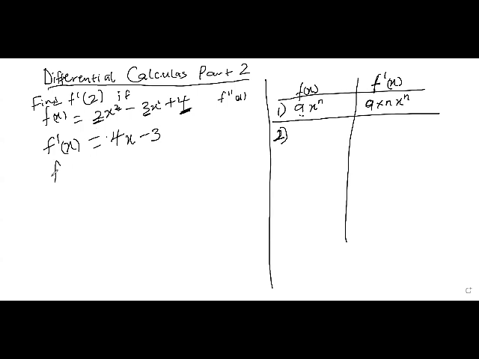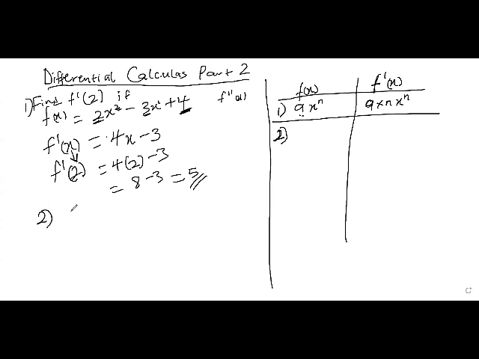So what are we looking for? f prime of 2. It means x is equal to 2. So anywhere I see x, I simply replace it with 2. That becomes 8 minus 3, which is going to give us 5. So this is the first question we have been able to tackle.